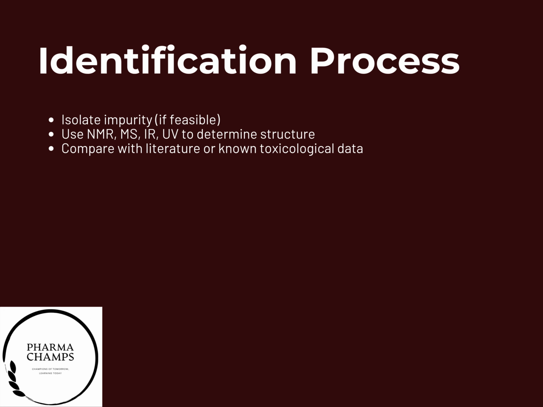Now the identification process. When you find an unknown impurity above the identification threshold, you need to first isolate it if possible, use techniques like NMR or MS to determine its structure, then compare with the known toxicological data or conduct safety studies.